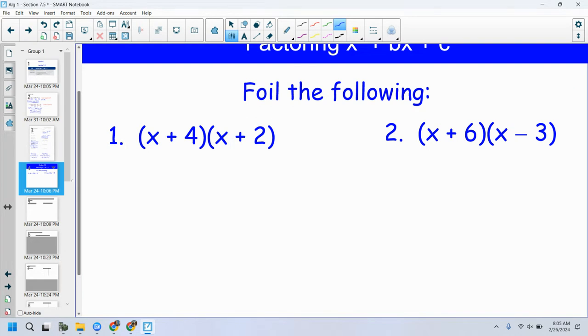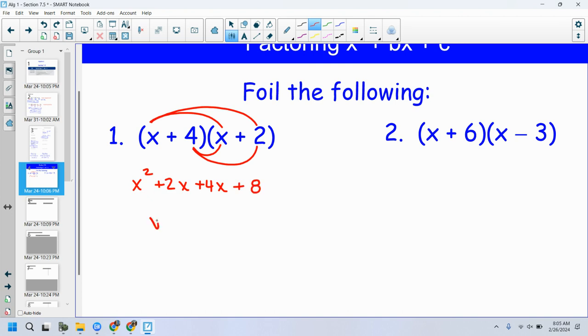Because again, the goal of factoring is to unmultiply, right? To factor means to reverse the process of multiplication. So really, if I have x plus 4 times x plus 2, my goal for factoring is to reverse this process. And I see most of you are already done here. X times x is x squared. X times 2 is 2x. 4 times x is 4x. 4 times 2 is 8. Okay. X squared, 6x plus 8.